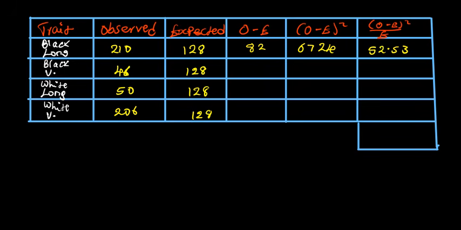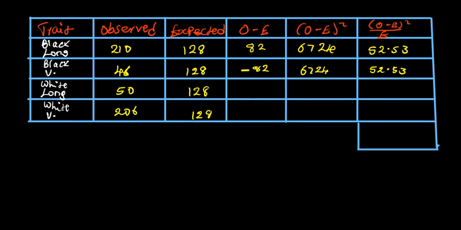Then we come back to this other one. 46 minus 128 is negative 82. This negative 82 squared, we are getting the same 6,724. Divide this one by expected, which is 128. So we're going to get the same, which is 52.53. When going to write an exam or a test where these are involved, just go there with a calculator, because the chi-square will always demand you to use the calculator.